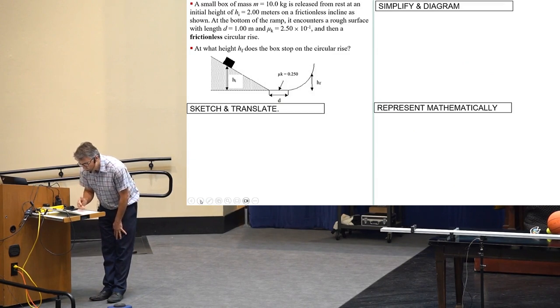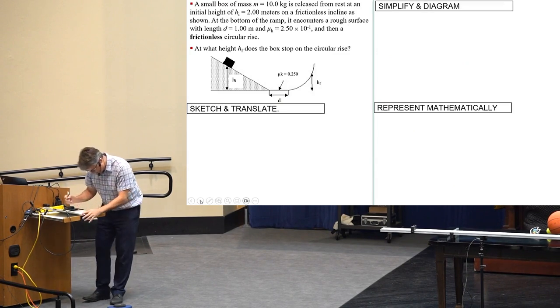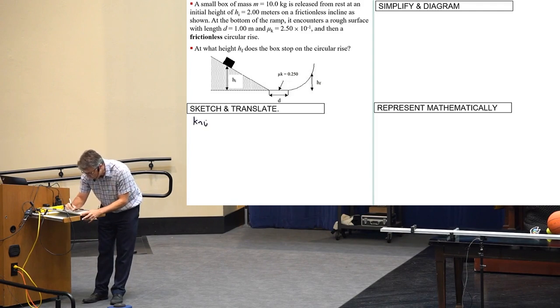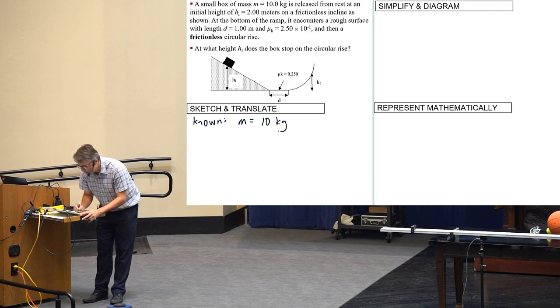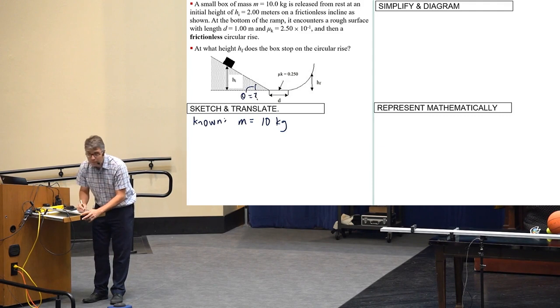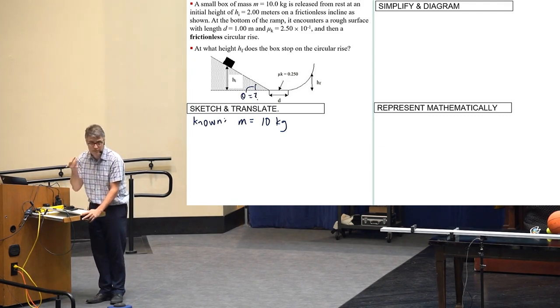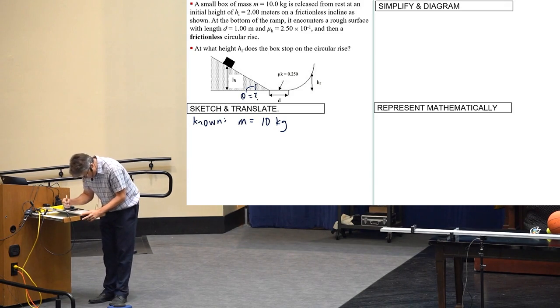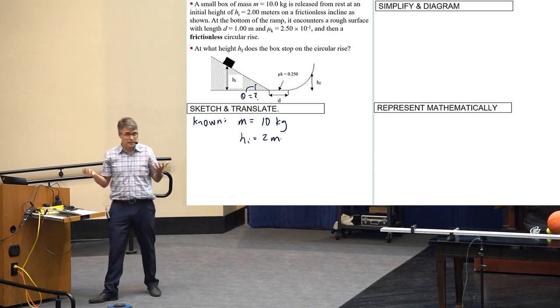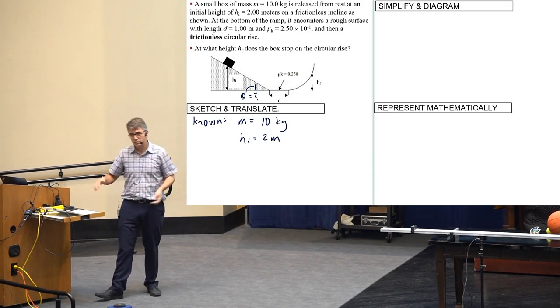Sometimes energy is kind of the only way to do it, especially if you don't have angles and things. A small box of mass 10 kilograms is released from rest. So let's start listing our knowns here. Known: m is equal to 10 kilograms, an initial height of 2 meters on a frictionless incline as shown, and they don't give you this angle, right? So that's why I think you really can't use Chapter 4 methods to solve this particular problem, because no one's told you what that angle is. But it's frictionless, so this h initial of 2 meters is going to give you the initial gravitational potential energy, and you can conserve energy, and it should work out.